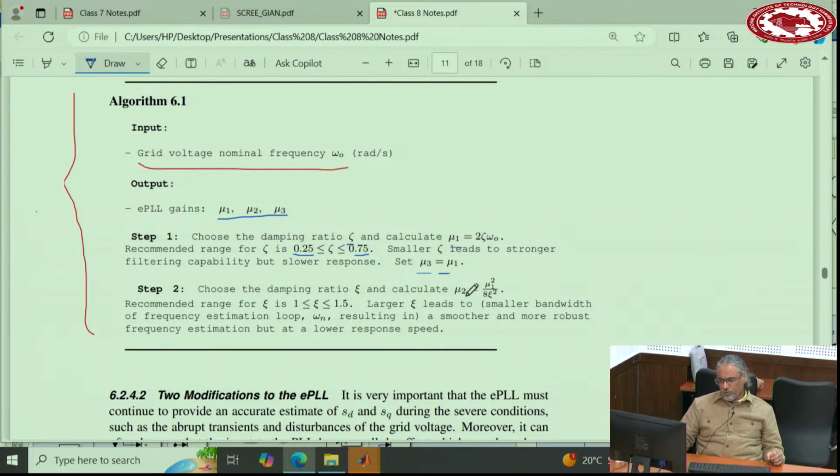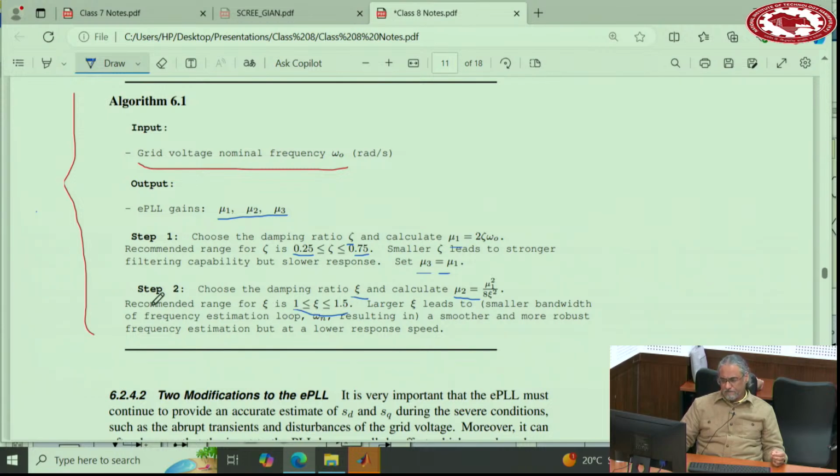For mu2, use this equation, but you need to choose this other damping ratio. This is the damping ratio of the frequency. Now, frequency in a power system is not a fast changing variable. So you don't need to choose a small damping ratio. Even a large damping ratio is good. So the recommended range is between 1 and 1.5 for estimating the frequency.